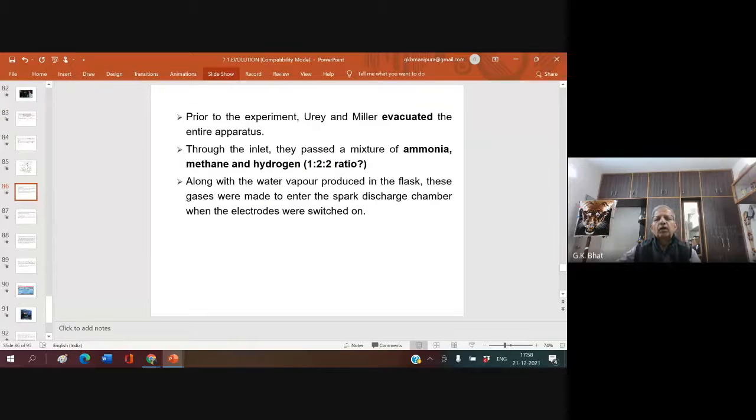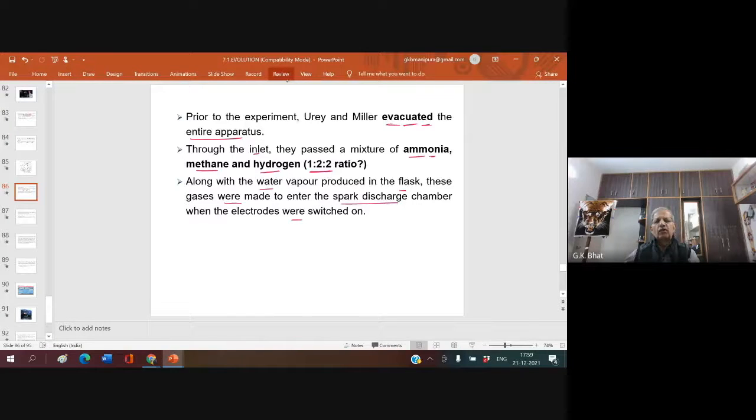Prior to the experiment, Urey and Miller evacuated the entire apparatus. Whatever gas was there, the air, was removed. Through the inlet, they passed a mixture of ammonia, methane, and hydrogen in the ratio of approximately 1:2:2. With regard to this ratio, some people say 2:1:2, or 1:2:2, so there is no consistency, and it is believed that it was used in the proportion of 1:2:2.